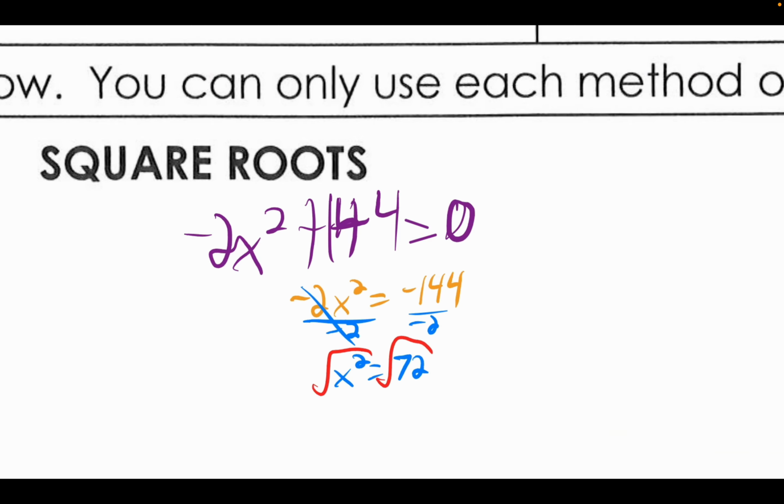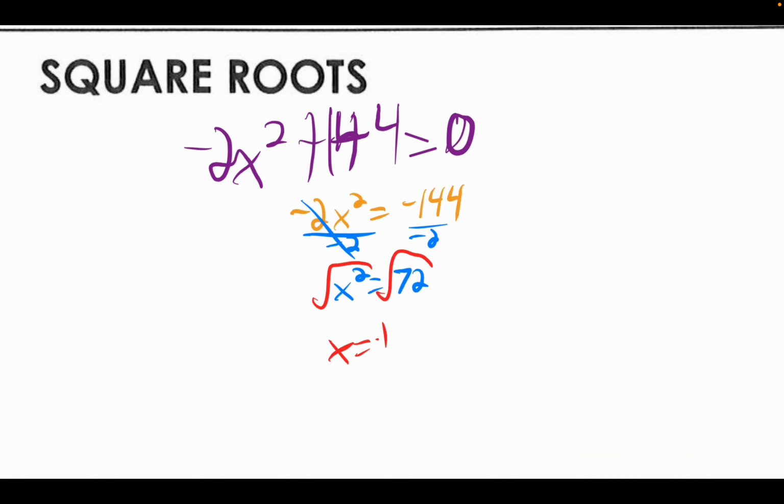Square root both sides, and I get x to equal plus or minus square root of 36 times square root of 2, noting that the square root of 36 is 6. So I get plus or minus 6 square root of 2.